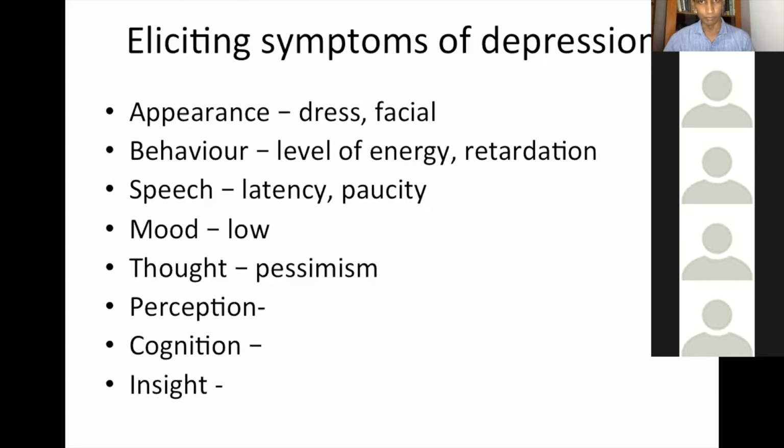Drooping shoulders, horizontal furrows on the forehead, bent neck. They don't make much eye contact and such things. And the level of energy will be low. We call it psychomotor retardation when it is quite severe. Patients make very little movements, right? Don't make eye contact, look sad, and all of that.